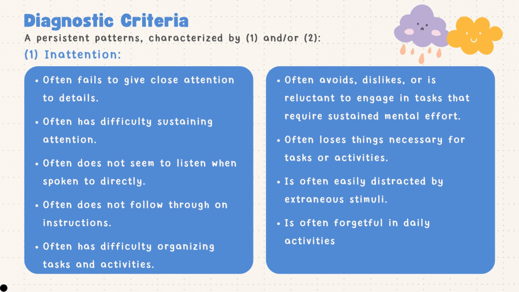Next, they often lose things necessary for tasks or activities. For example, school materials like pencils or books. For adults, like car keys or wallet. They are often easily distracted by extraneous stimuli, in which they usually get unrelated thoughts. And lastly, they are often forgetful in daily activities like doing chores or paying bills.